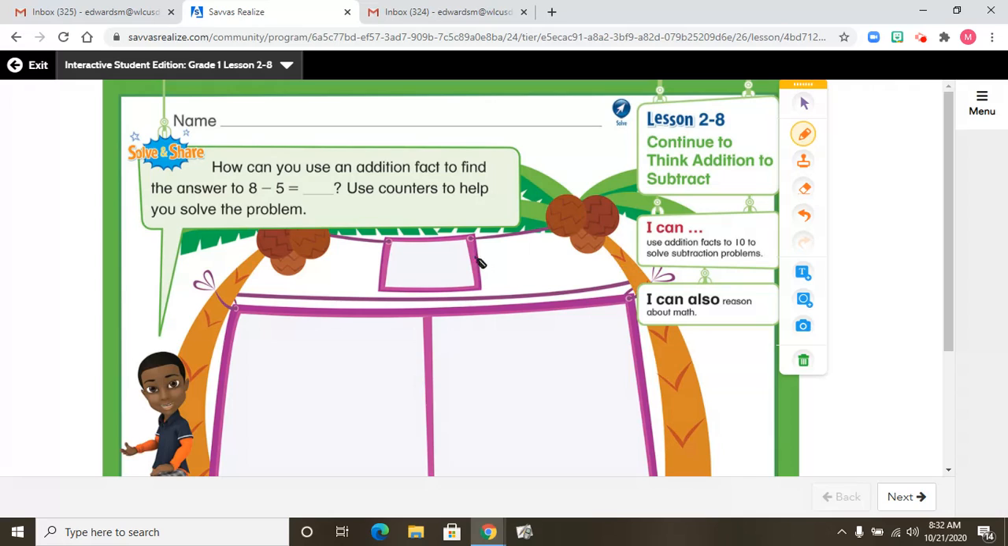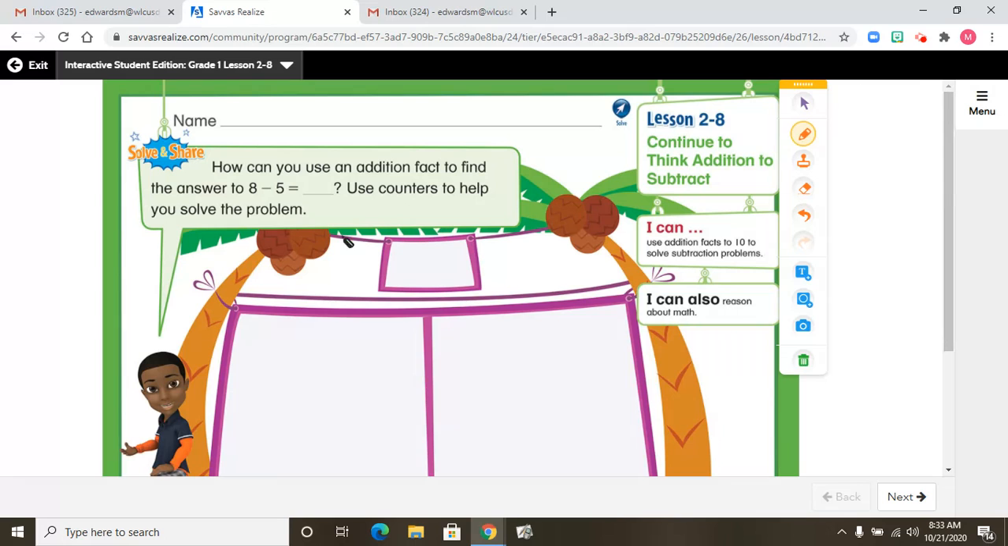Okay, here are the directions for today. It says, how can you use an addition fact to find the answer to 8 minus 5 equals blank? Use counters to help you solve the problem. Okay, if you don't want to use your counters, you can use your crayons, but you only get to do this problem one time if you had planned on practicing more on here. It's really up to you.